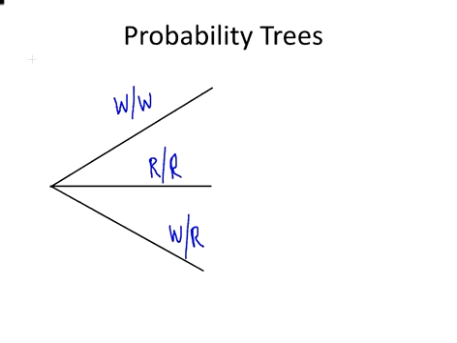Now I've set up a very simple probability tree. This here means white white. We're not actually interested in that. Necessarily one of the sides must be red. So I'm just going to cross that off there. Red red and white red.